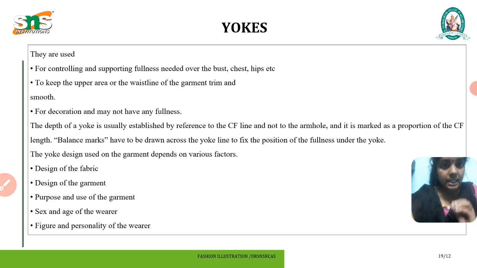Next, sex and age of the wearer. If it is a woman, how it should look, if it is a man, how it should look, so we have to know about that, and the age of the wearer. Next, the figure and personality of the wearer, how the wearer appears, whether he or she is of correct height, or too tall, too short or too stout. So based on the figure types we have to plan the yokes.